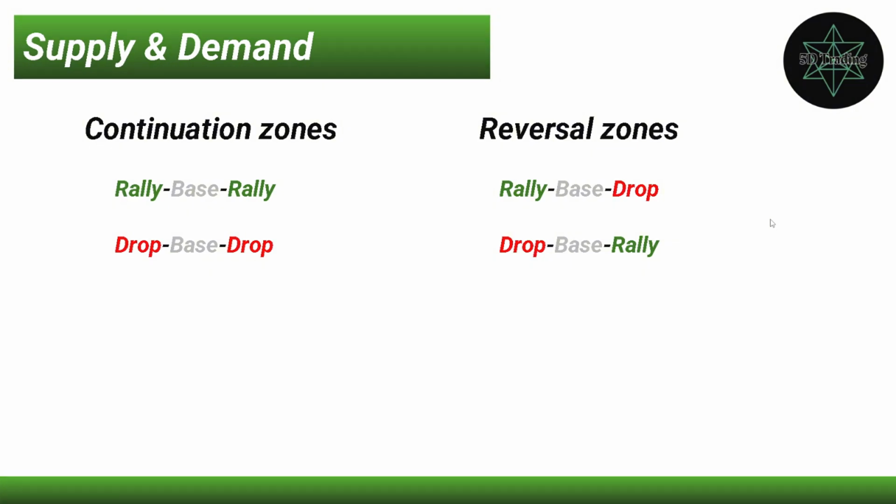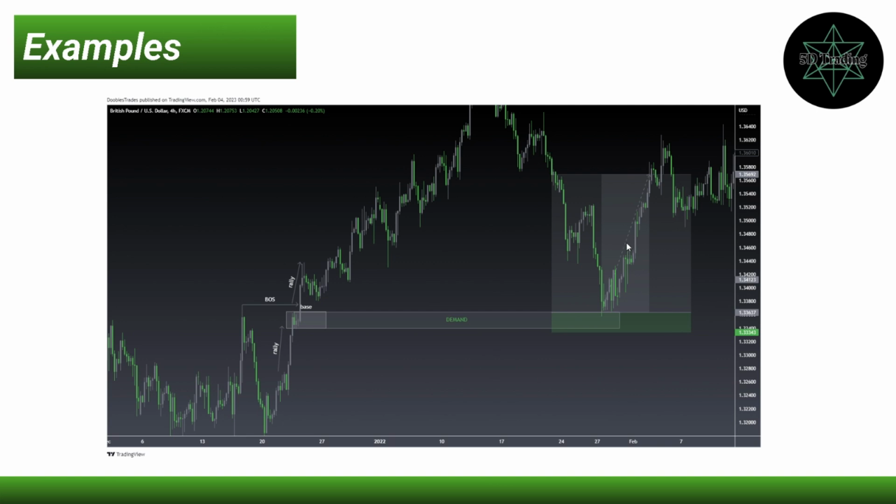On screen we have our first example of a continuation zone, which in this case is a rally base rally, which makes up a demand zone. It creates a demand zone. As you can see, we have a rally first, then we have a base where price accumulates, and then we have another rally. So a rally is just a push to the upside.